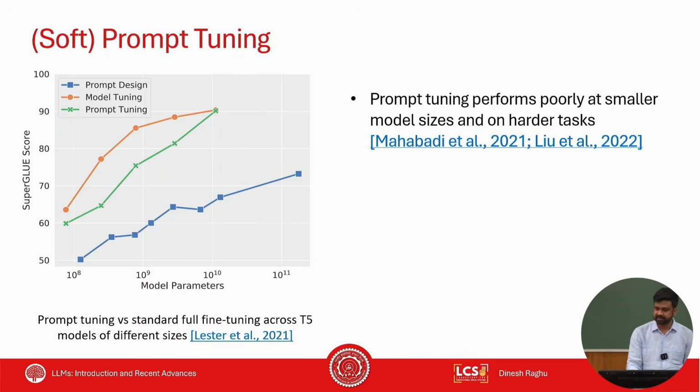What they see here is that when you have smaller models, it's better to do full fine tuning, because prompt tuning or prompt engineering does not give you as much accuracy as full fine tuning gives. But as you keep increasing the model size, prompt tuning catches up with full fine tuning. Irrespective of how much you do hard prompting, there is a huge gap even for the 11 billion model.